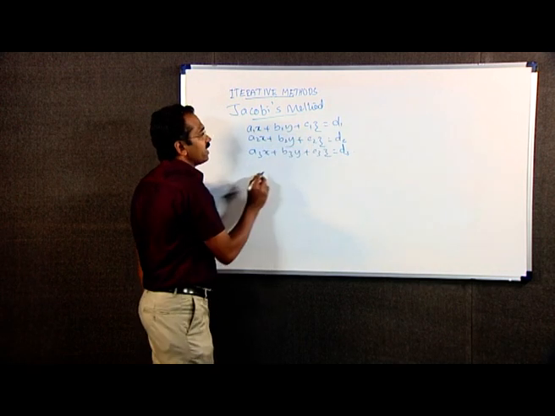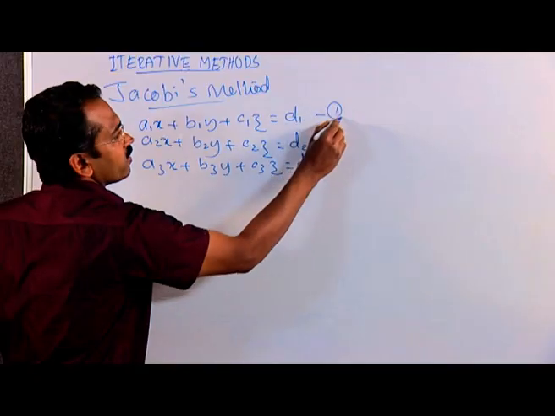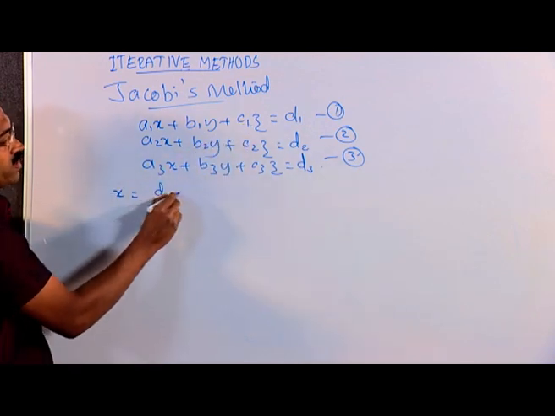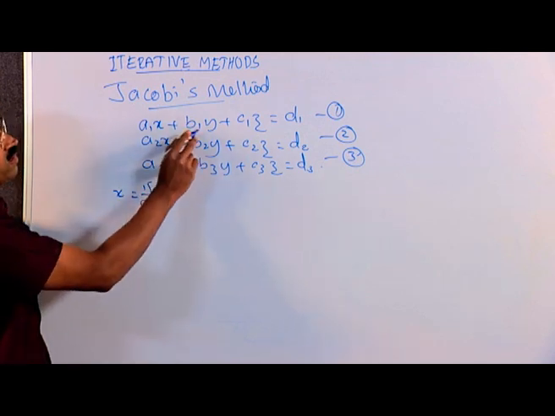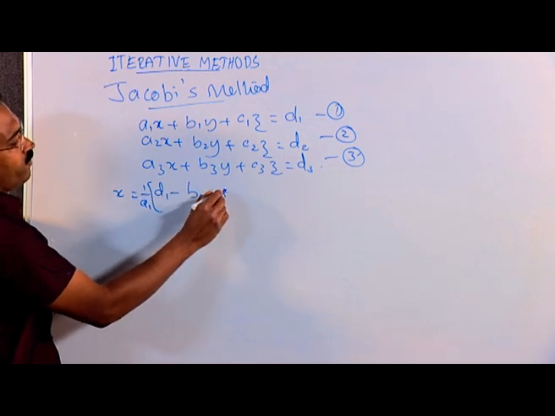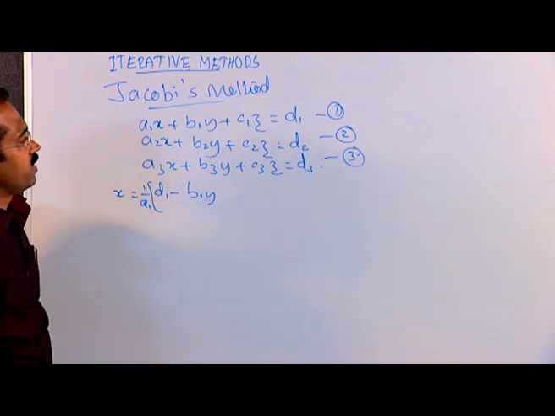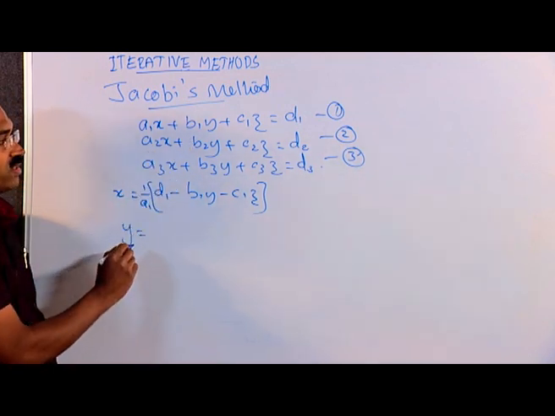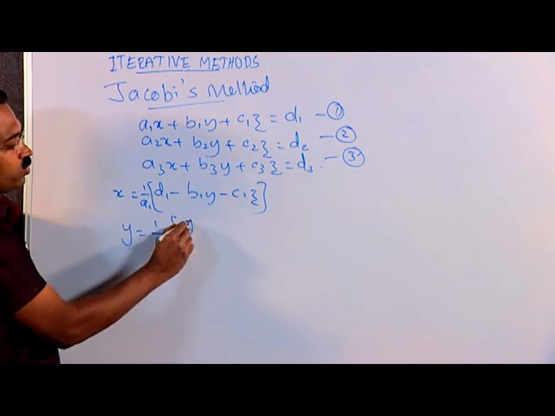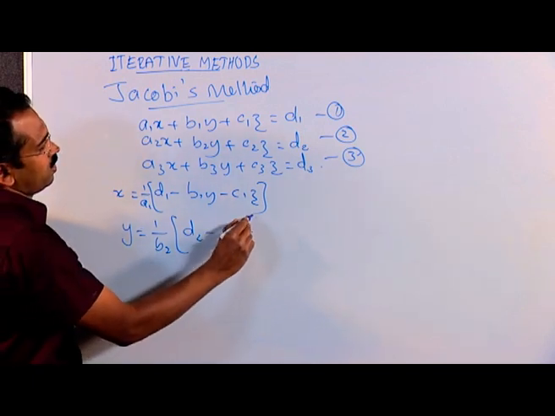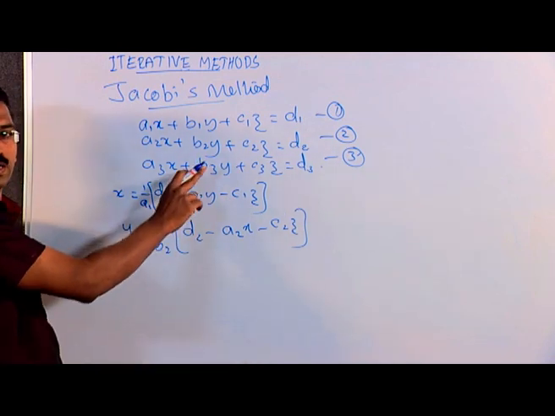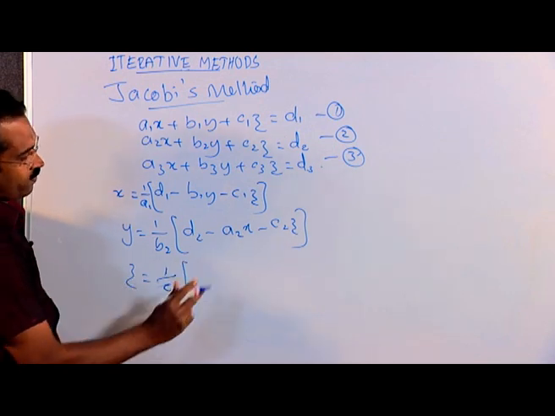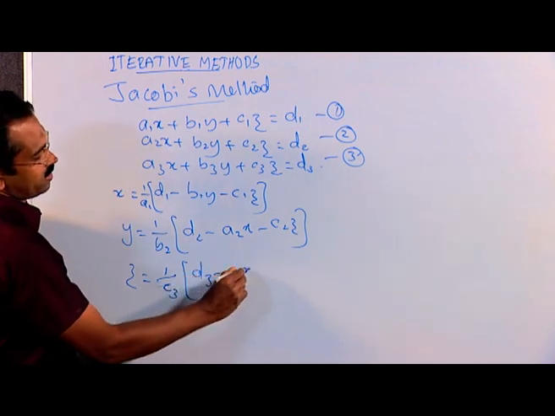From the first equation, we can write x is equal to 1 by a1 into d1 minus b1y minus c1z. From the second equation, we can write y is equal to 1 by b2 into d2 minus a2x minus c2z, and from the third equation, we can write z is equal to 1 by c3 into d3 minus a3x minus b3y.